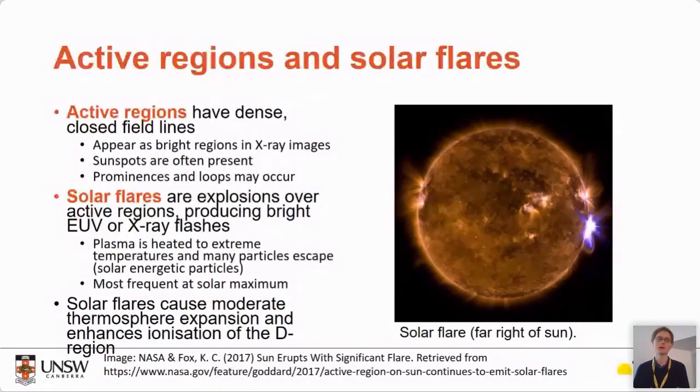These active regions can give rise to solar flares, which are explosions occurring due to magnetic reconnection, leading to flashes of EUV radiation or X-rays. An example is shown on the far right of the sun in this picture. These are most frequent at solar maximum. Solar flares cause moderate expansion of the thermosphere and significantly enhance the ionization of the D region of the ionosphere.